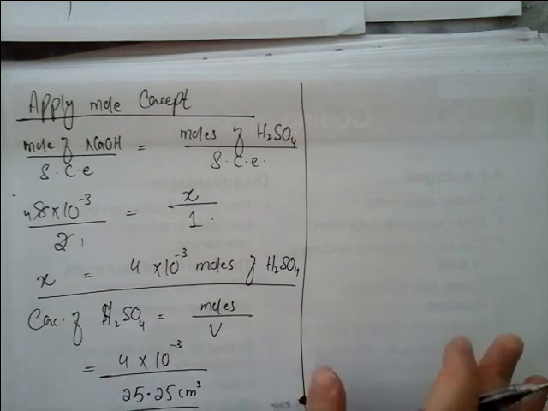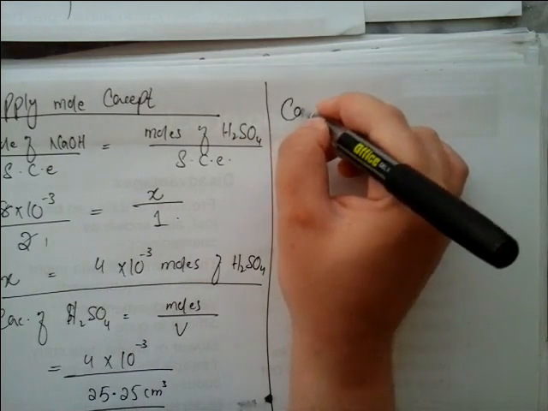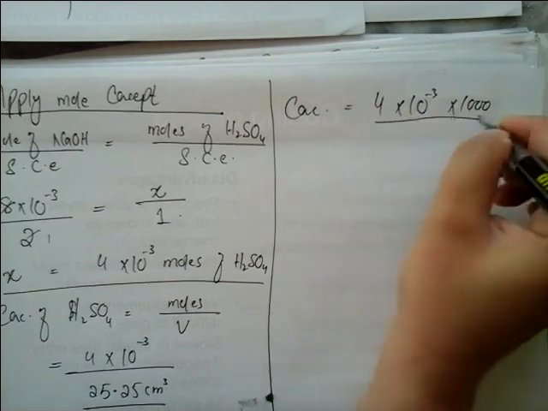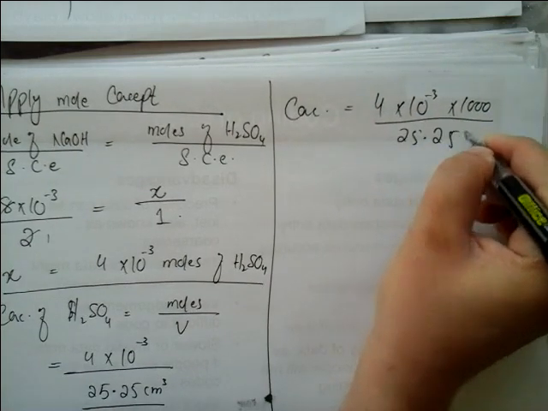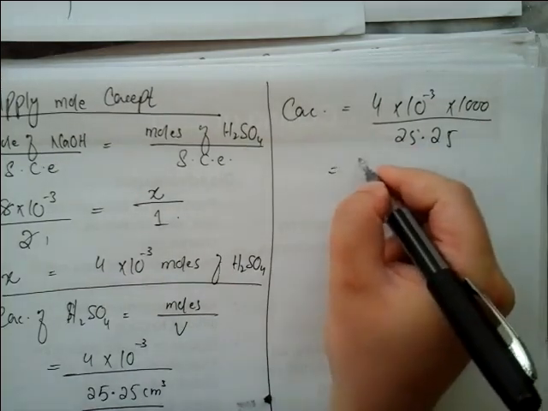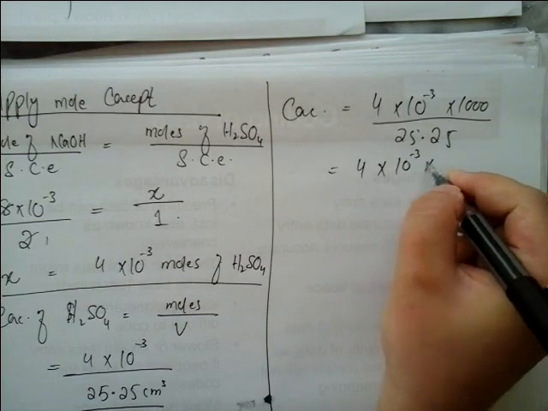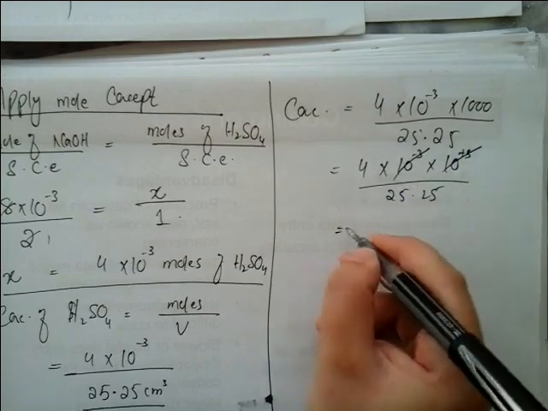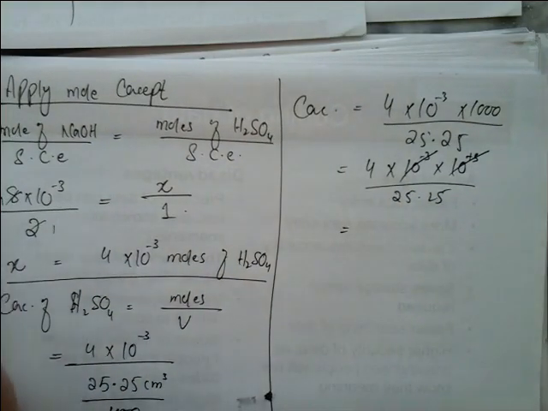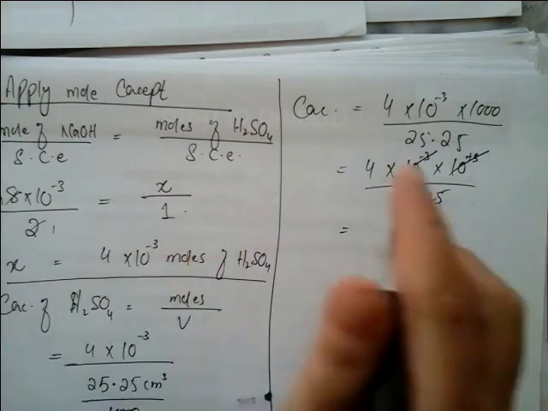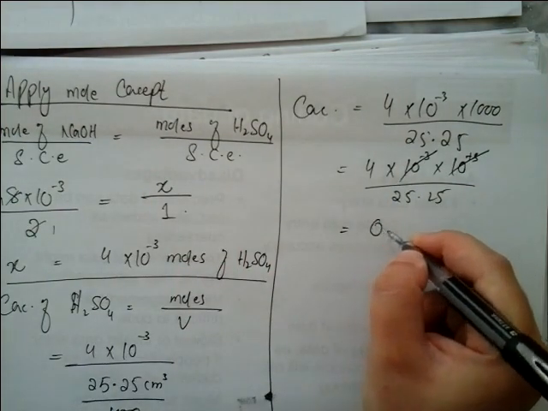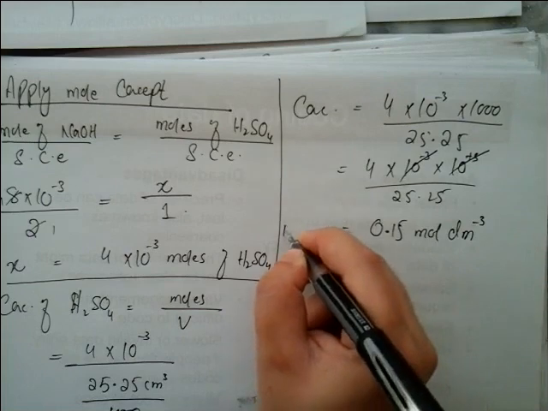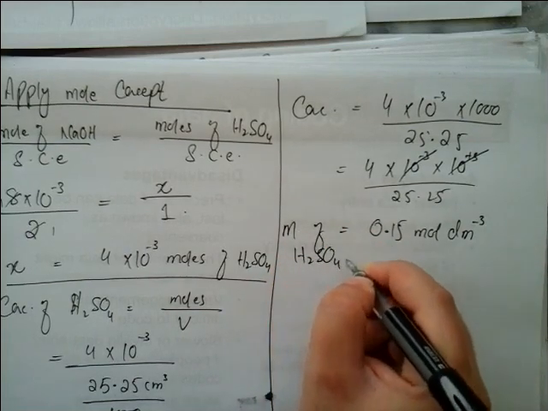So this 1000 will go upside. As a result, it is equal to 4 into 10 raised to power minus 3 multiplied by 1000 divided by 25.25. So we can also write this as 10 raised to power minus 3 multiplied by 10 raised to plus 3, divided by 25.25. So these two values will get cancelled. As a result, 4 will be divided by 25.25. So we will get the concentration of sulfuric acid as 0.15 mole per decimeter cube. So this is M of sulfuric acid, the concentration of sulfuric acid.